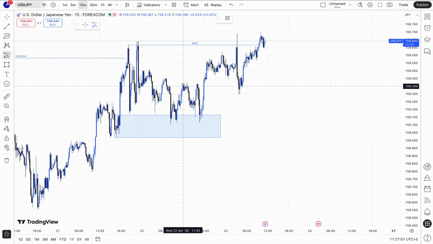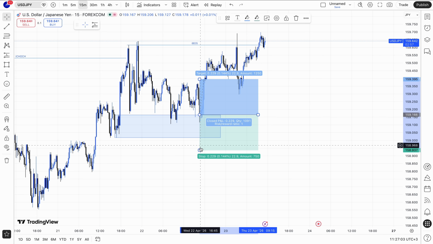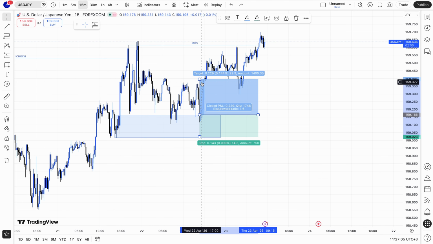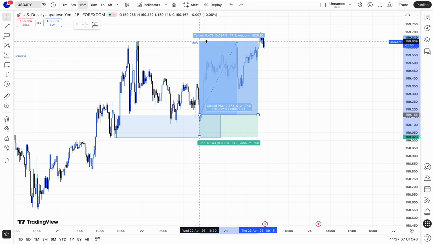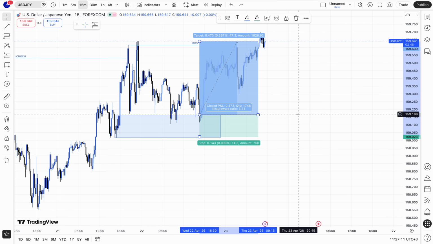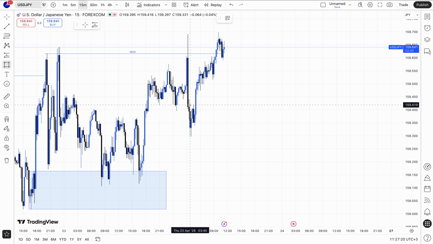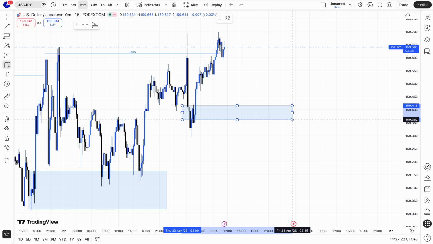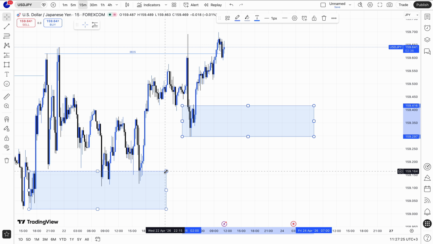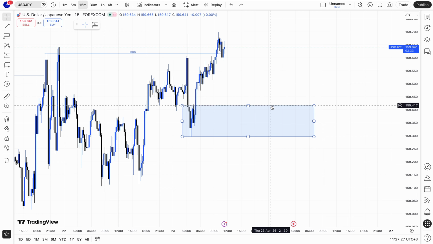It came in tapping, then it gave us our confirmation, and then we had our clean trade from here to here with a 3 risk reward. It was a very nice trade. Then right now we're focusing on this last break. This is now our current order block from here.